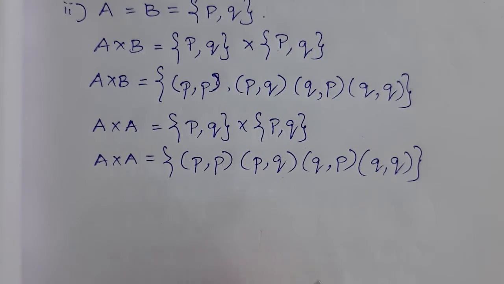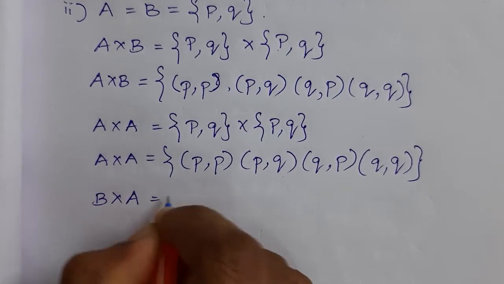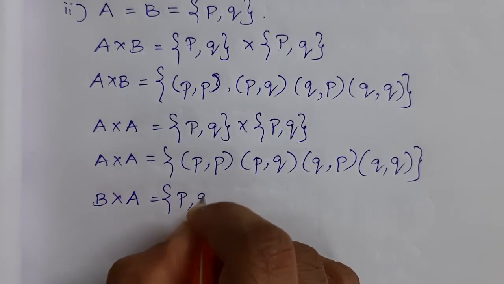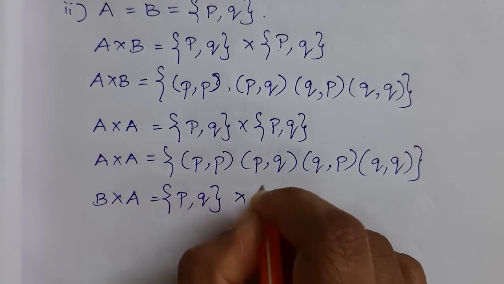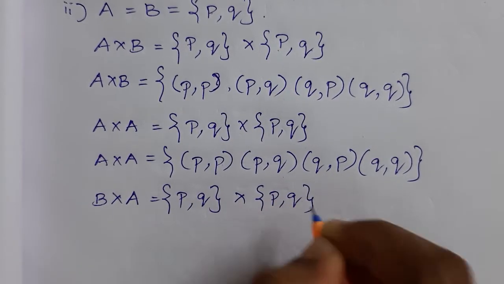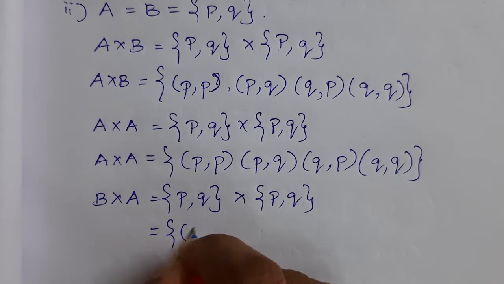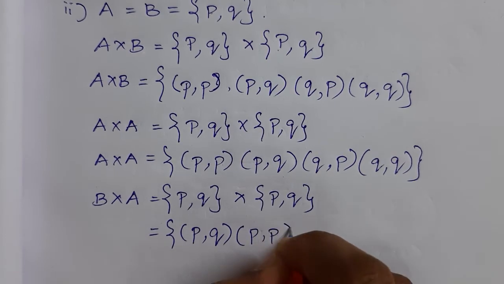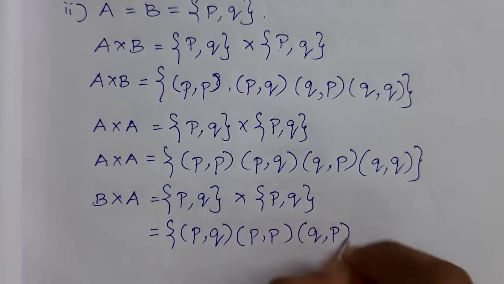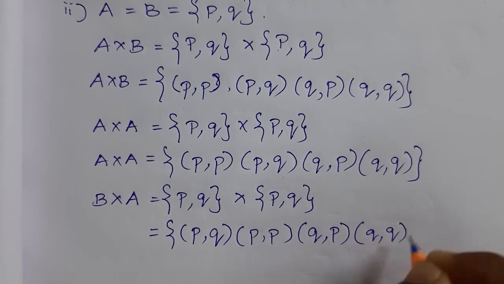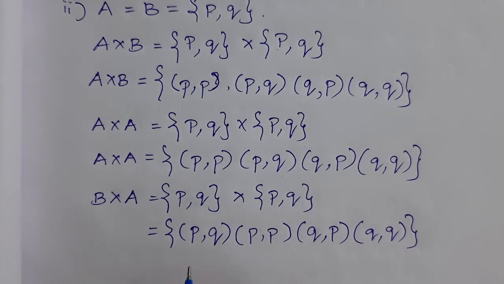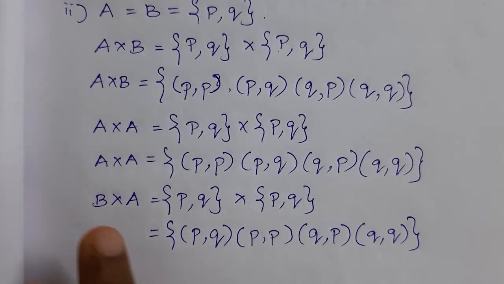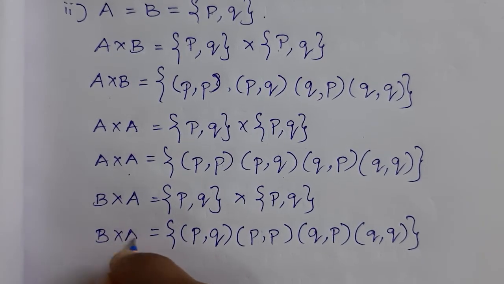Next we have to find B cross A, where B is again {P, Q} cross A is {P, Q} again. So again when you write ordered pairs, it is going to be (P, P), (P, Q), (Q, P) and (Q, Q). Now we see that here, since the sets A and B are the same, when you find A cross B or A cross A or B cross A, the elements are the same.